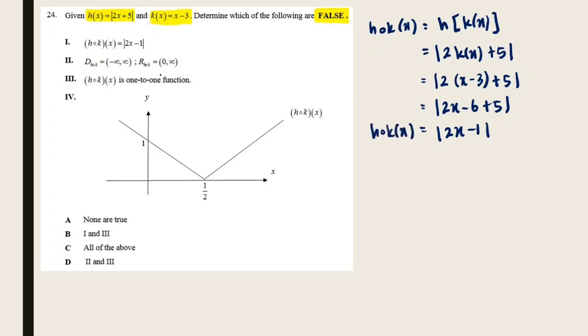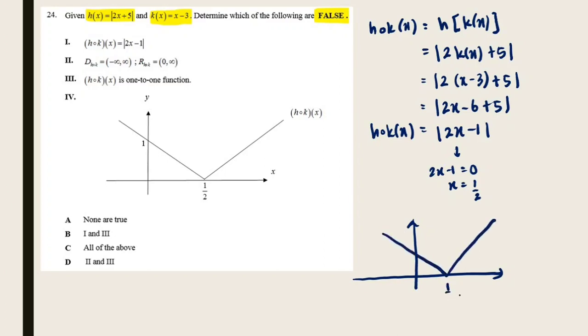Alright, so look at the next statement that we have, that is related to the domain and range, and also the graph of this function. Okay, since this is an absolute value function, we understand that the minimum point, the vertex, will be at 2x minus 1 equals to 0. So if we check from this one, 2x minus 1 is equals to 0, x is equals to 1 over 2. So actually this graph is correct. That is how we sketch our graph. Okay, we touch at 1 over 2.